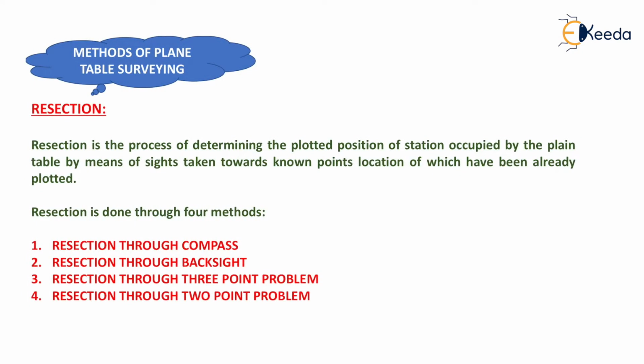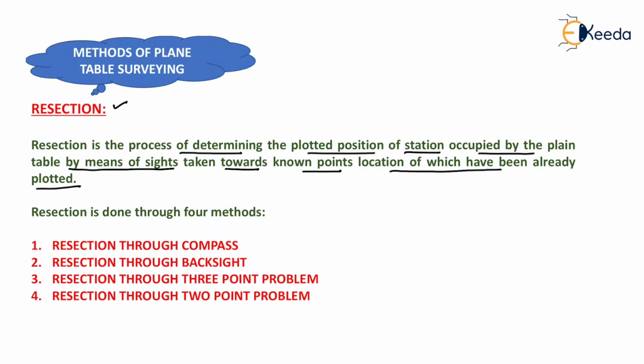Now we can move to the next and the last method, that is resection. Resection is the process of determining the plotted position of stations occupied by the plane table by means of sights taken towards known points, the locations of which have already been plotted. It means that in the resection method, we have to locate an unknown station with the help of other known stations.